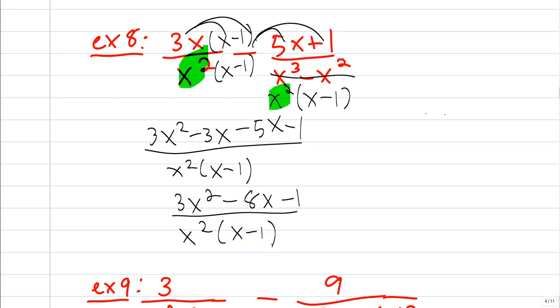All done? I don't know. We got to check. Can that factor? AC again. 3 times 1 is 3. Multiples of 3 that combine to make 8. I think we're done.